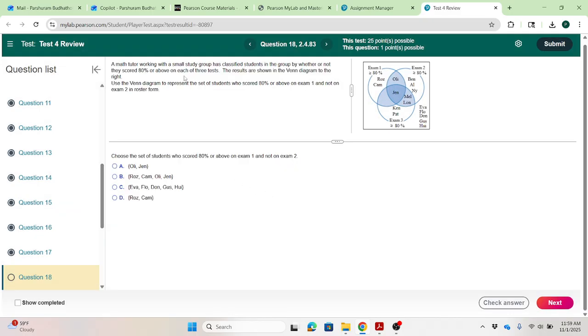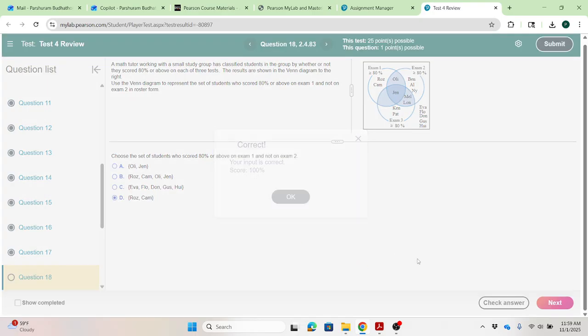A math tutor working with a small study group has classified his students in groups by whether or not they score 80% or above on each of 3 tests: exam 1, exam 2, exam 3. Use the Venn diagram to represent the set of students who scored 80% or above on exam 1 and not on exam 2 in roster form. So on exam 1, those who got 80% but not in exam 2 are Rose and Cam.